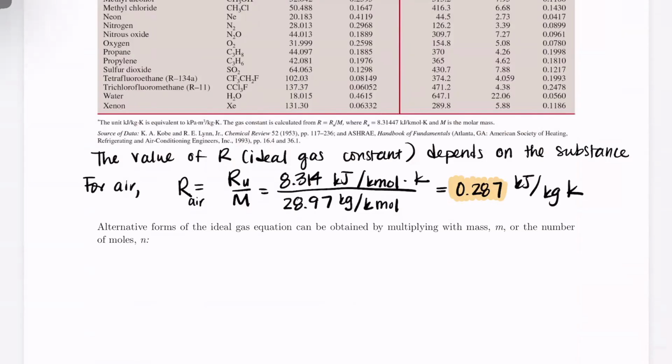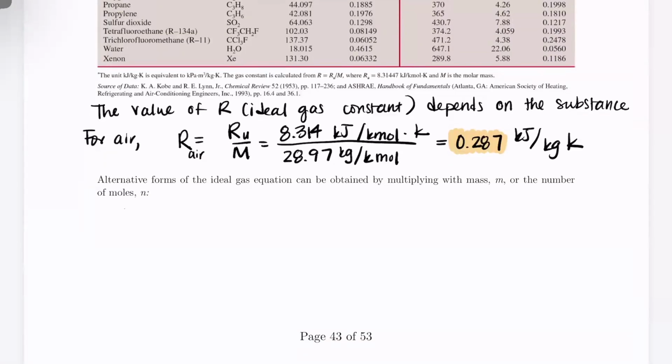Alternate forms of the ideal gas law can be obtained by multiplying with mass or the number of moles N. So we can make use of the following: the volume is equal to mass times specific volume, which is also equal to the number of moles times V bar. And here, N is the number of moles.